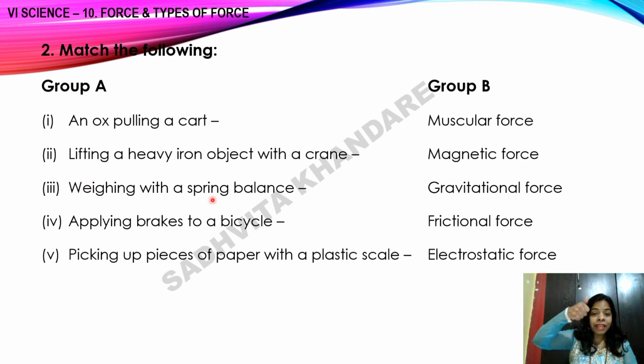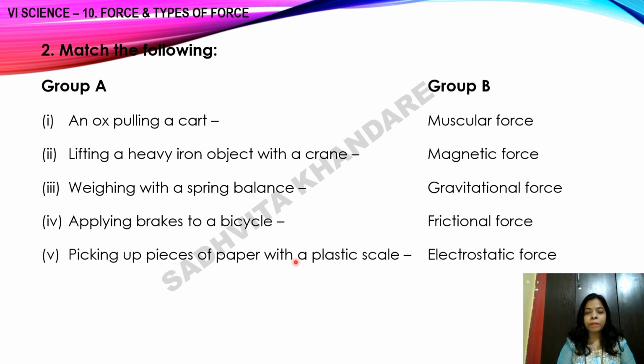Weighing with a spring balance. Usually, children, the newspaper person is using this spring balance to weigh the papers. So it is gravitational force, children, because the spring balance works on gravitational force. Applying brakes to a bicycle, frictional force. We are applying brakes and those small brakes are going to touch the wheel and they will stop the wheel. So we are using frictional force.